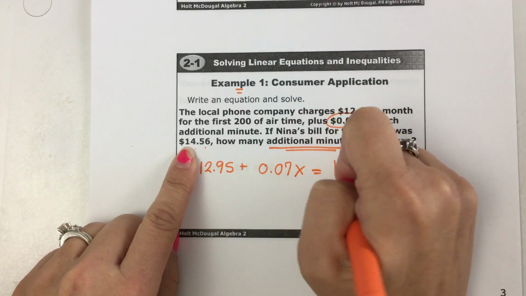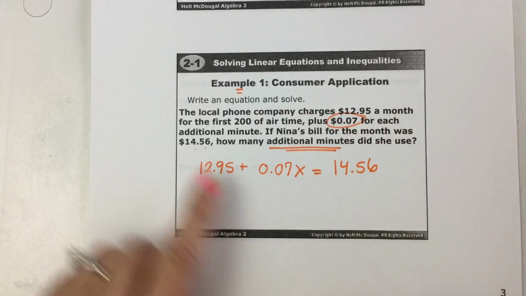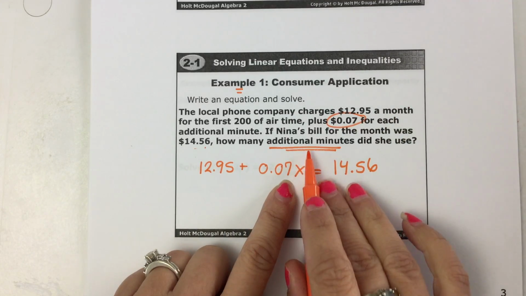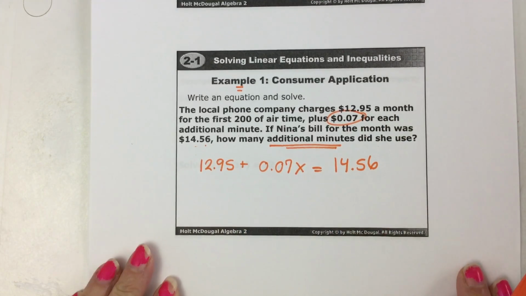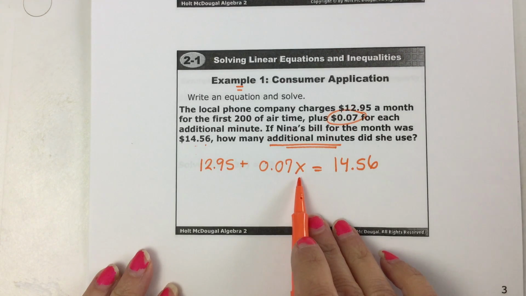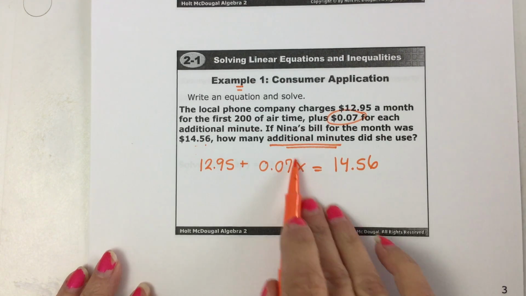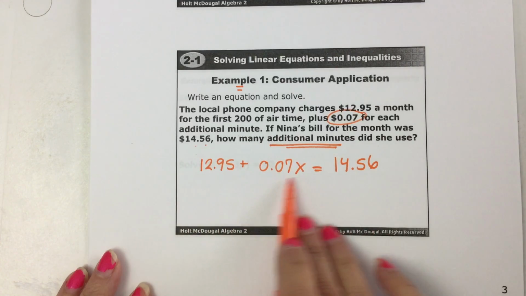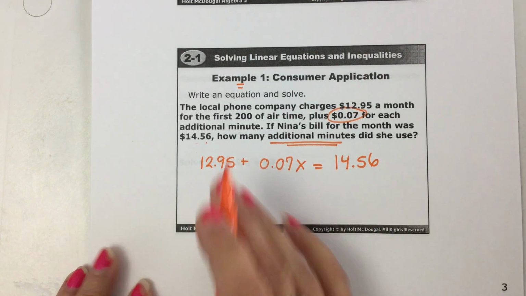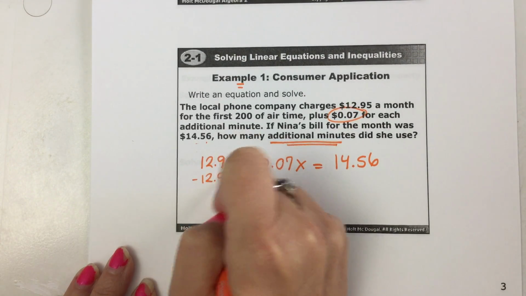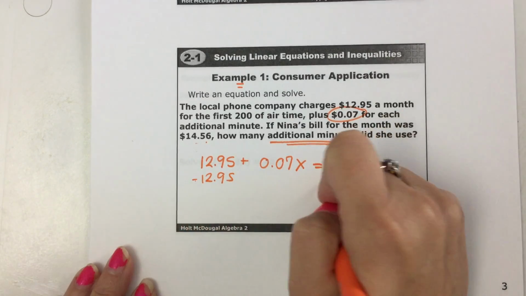Nina got her bill. It was $14.56. We want to know x. How many additional minutes did Nina use? Now in order to solve for x, I need to get x by itself. The thing on the same side of the equation as x, but the furthest away, is my $12.95. This is a positive $12.95.